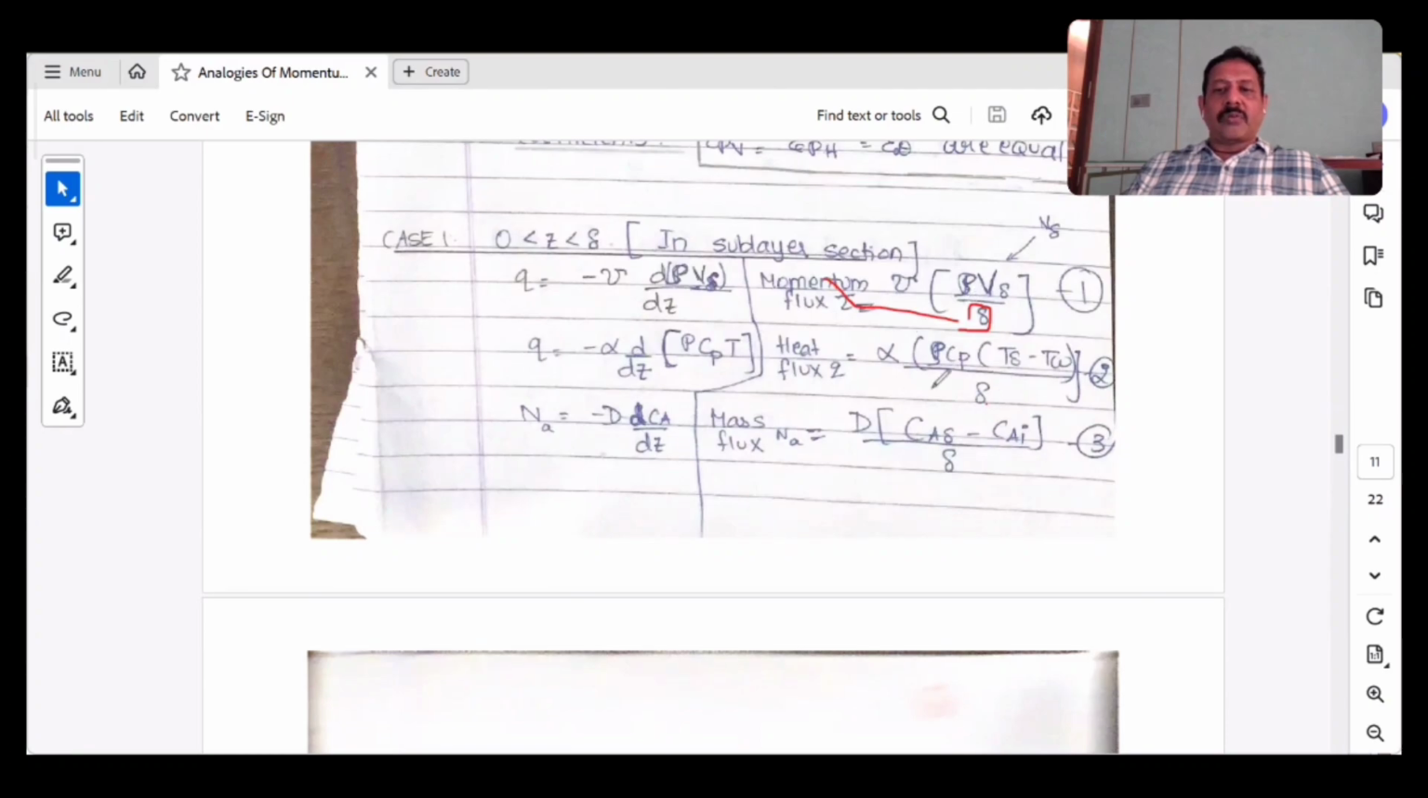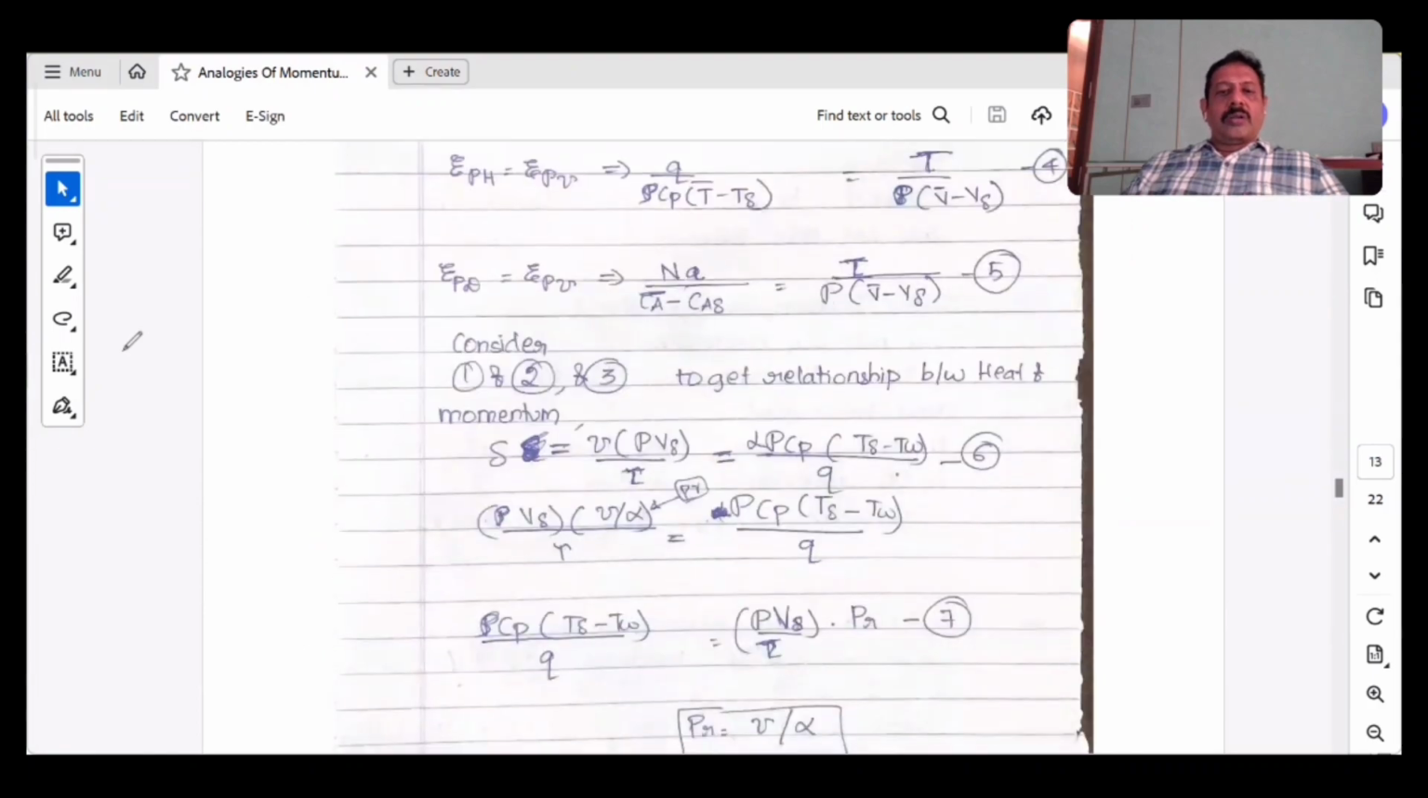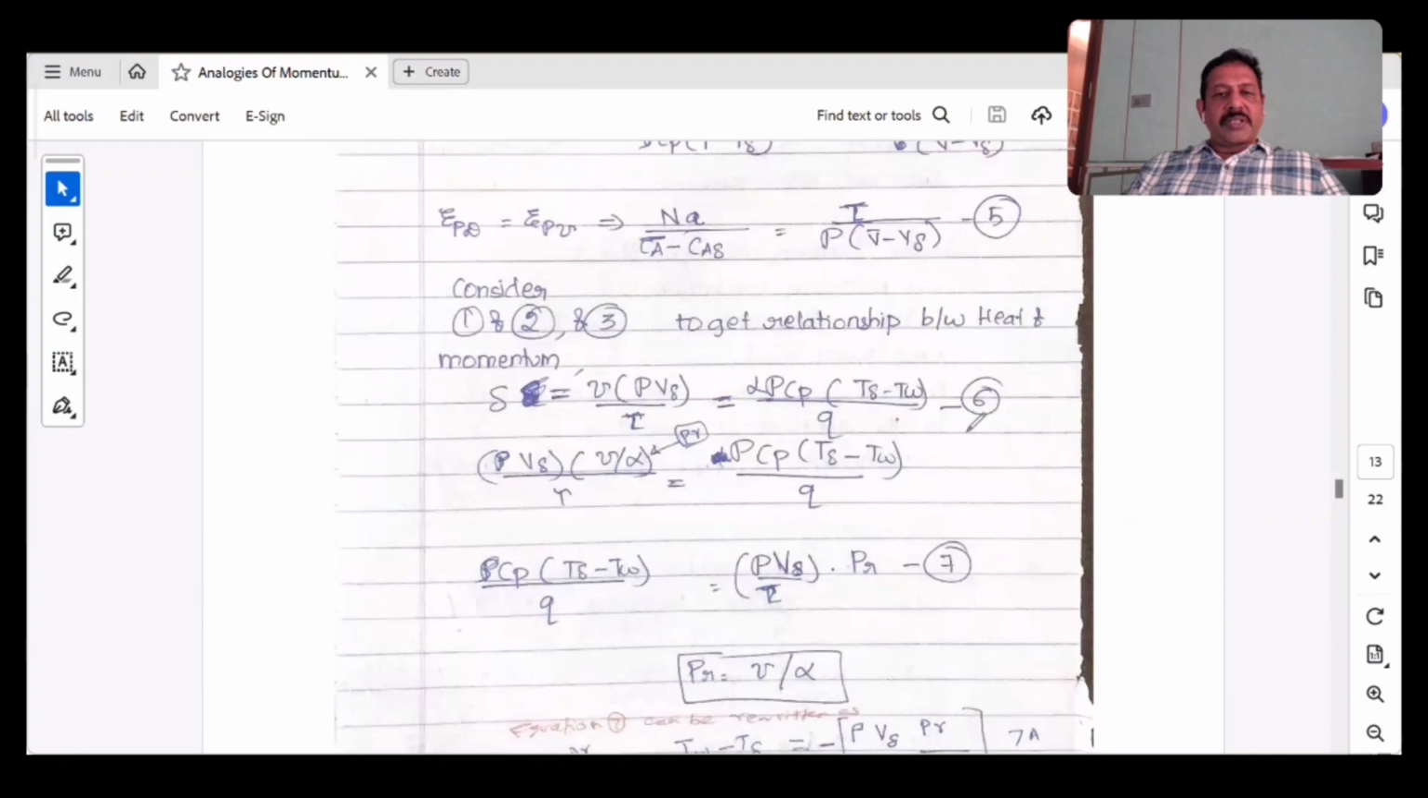In the same way, here delta is equal to alpha by q into rho cp into Ts minus Tw. And delta is equal to D into CA delta minus CAi divided by NA. So this is how I'm writing equations 1, 2, 3 in terms of delta. Writing in terms of delta gives me equation 6.